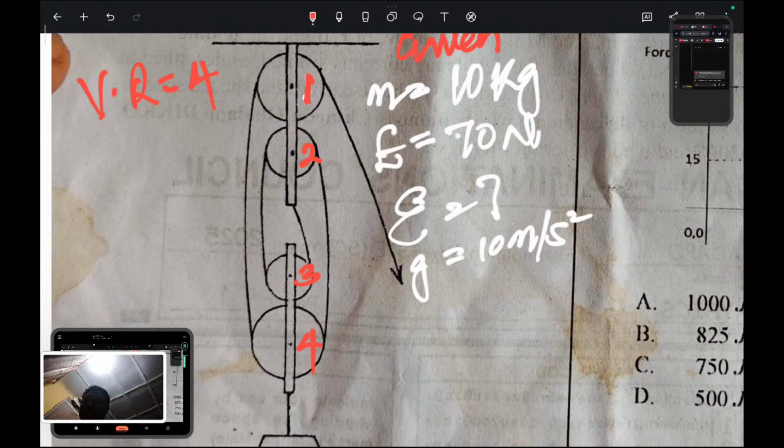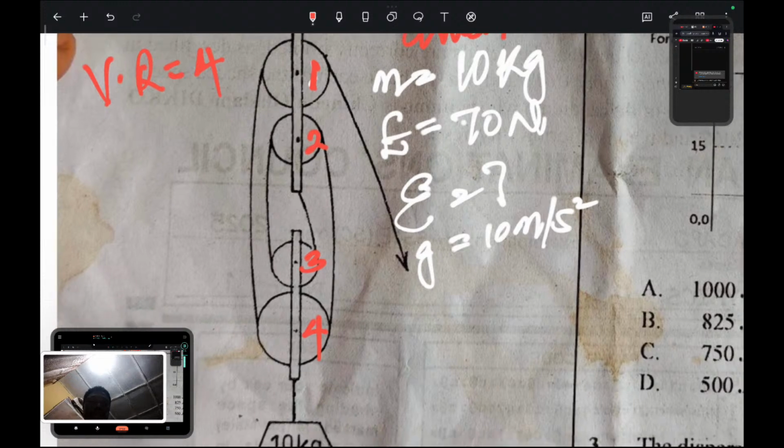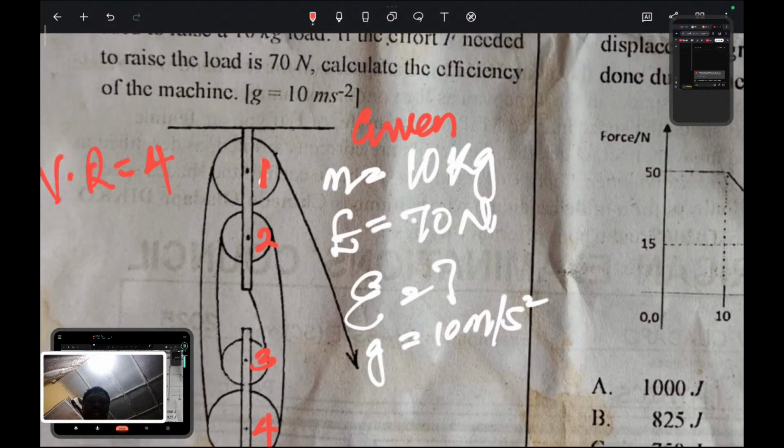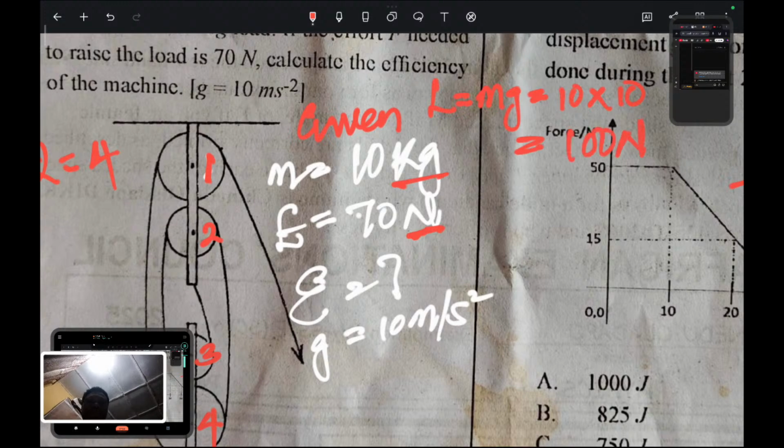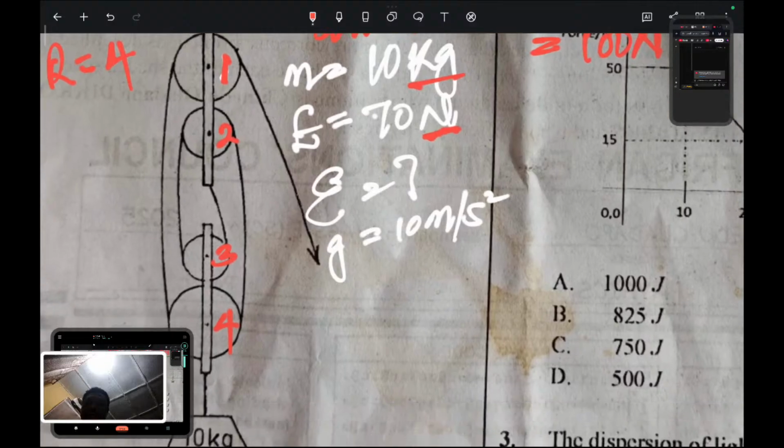So if that's the case, we need to find the load because the effort is given in Newton. So we need to satisfy this SI unit because this is in kilogram. Is that clear? So converting this mass to Newton, which becomes load, our load will now equal what? mg, and it's going to give us 10 multiplied by 10, which will give us 100 Newton. So that becomes our L here. I hope you are following.